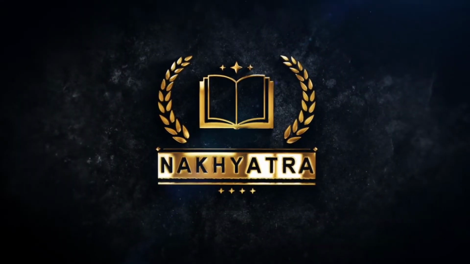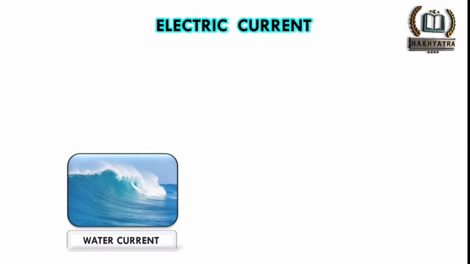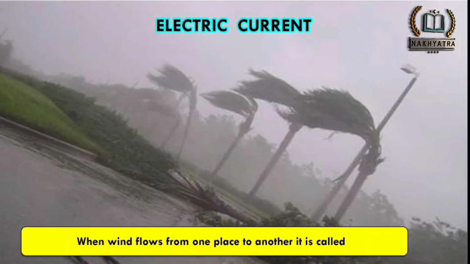Today we are going to start the electricity chapter and this is lesson number 1. Electric current. Before going to start the definition of electric current, first we need to know what current is. Current means to flow, we all know that. There are different types of currents, like when water flows from one place to another, it is called water current. Similarly, when wind flows from one place to another, it is called wind current.